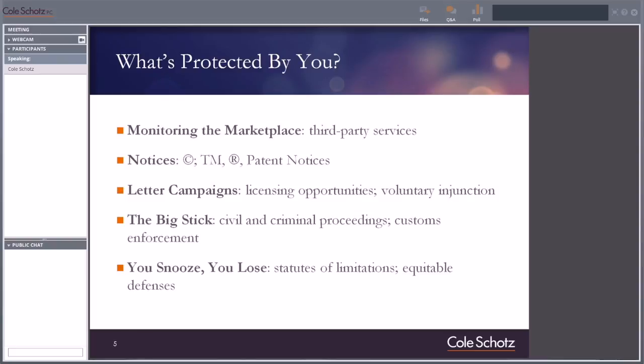In addition to claims that you can bring yourself, there is the ability to get the government involved, either through criminal proceedings or customs and border type of enforcement. That particularly comes up in the context of counterfeit goods and prevention of counterfeit imports. So that's something that you can pursue depending on the type of IP issue that you're having.